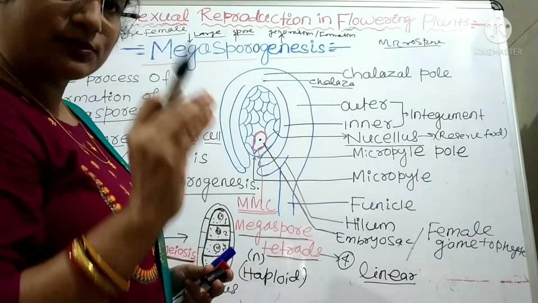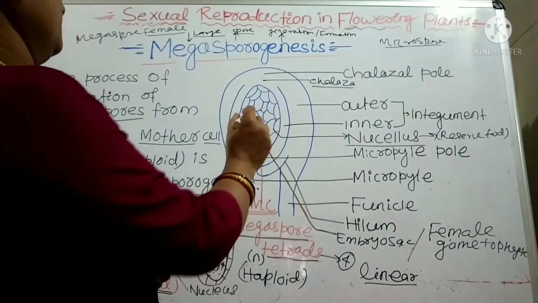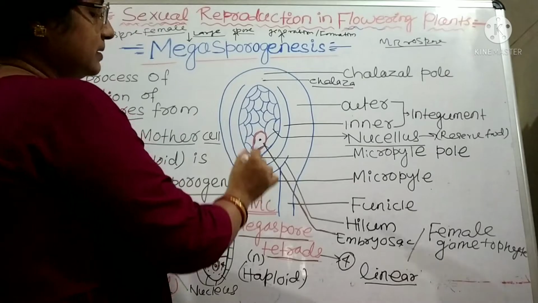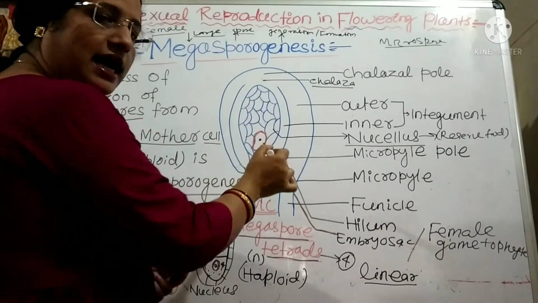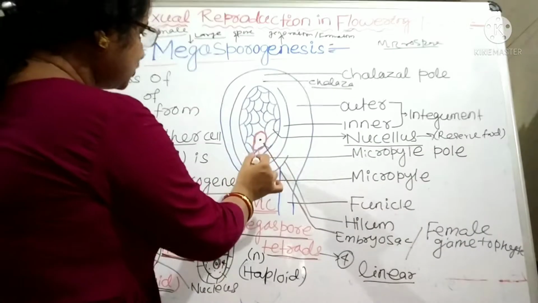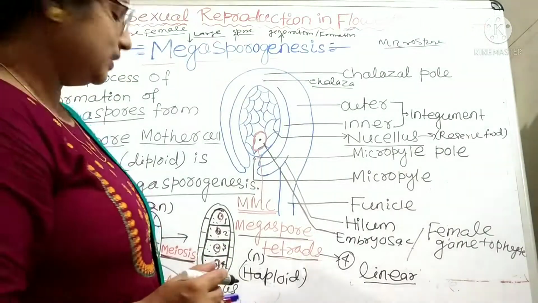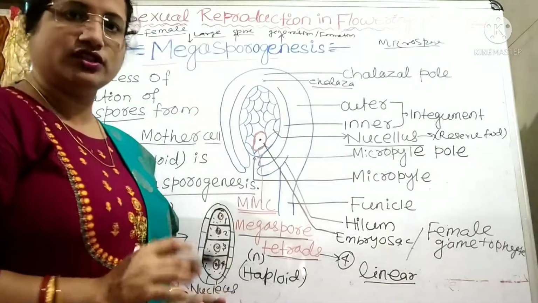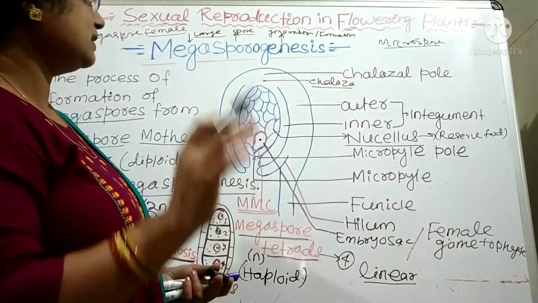Which is the megaspore mother cell? One of the cells present inside the nucellus towards the micropylar end is known as the megaspore mother cell. Clear?